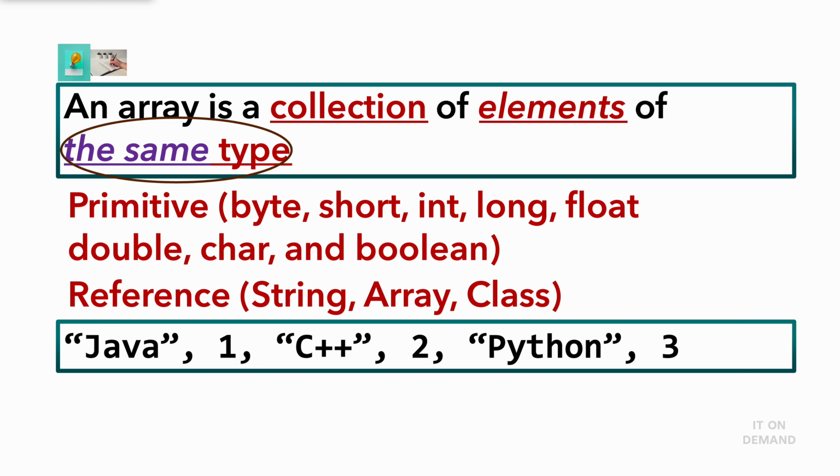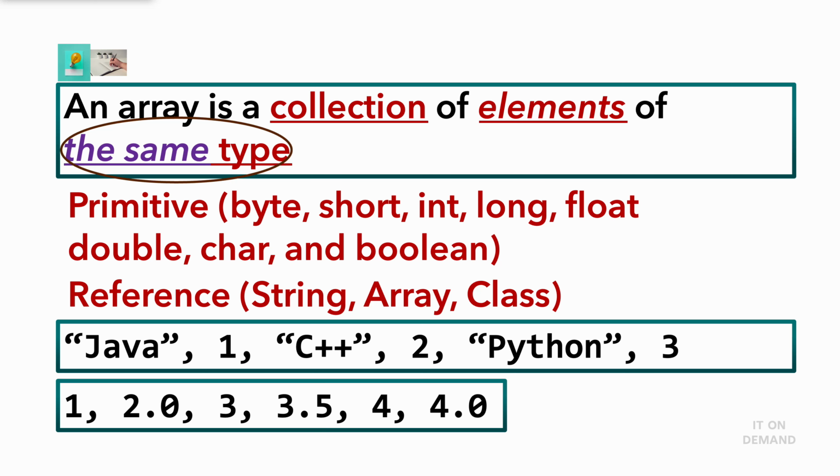So take, for instance, we have something like this. This would be impossible. Now, the key word here, I want you to notice, is the same. So if you look at Java, the type here is string. However, the type here is an integer because it's a number. The type here is a string, the type here is an integer, the type here is a string, the type here is an integer.